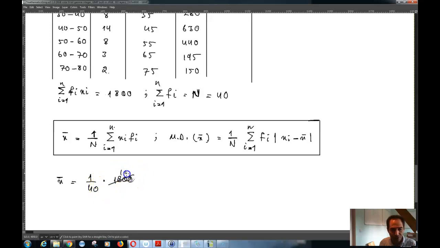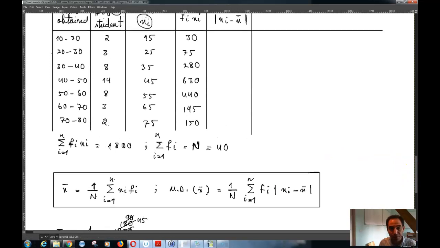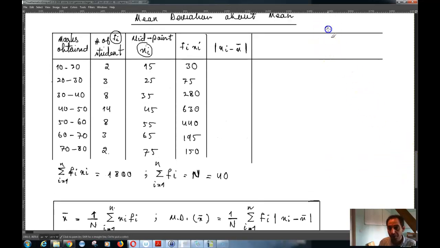So that's 180 divided by 4, and 90 divided by 2, and 45 divided by 1. So that is equal to 45. So your x bar is equal to 45.